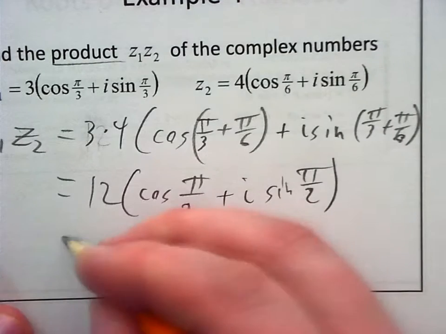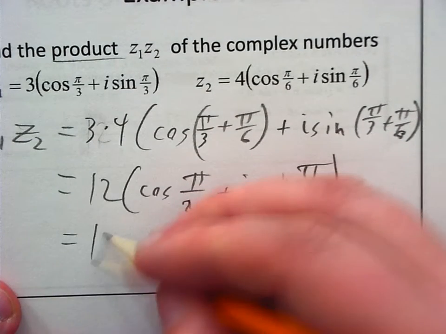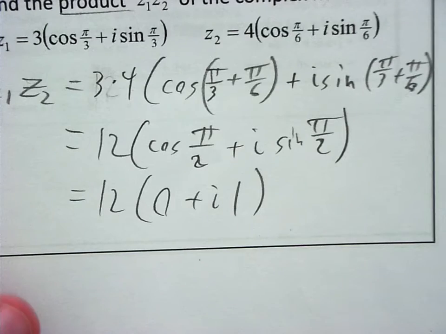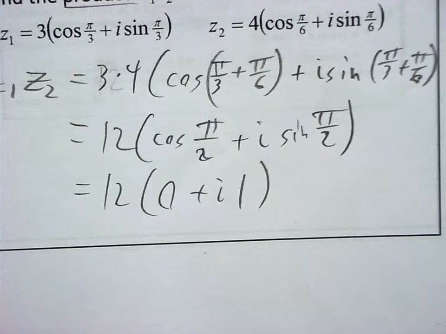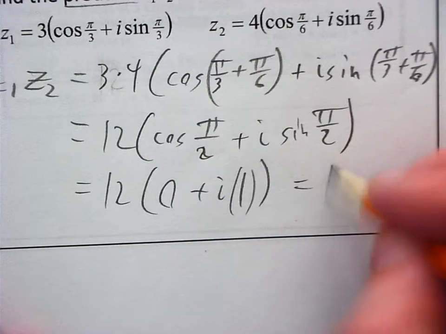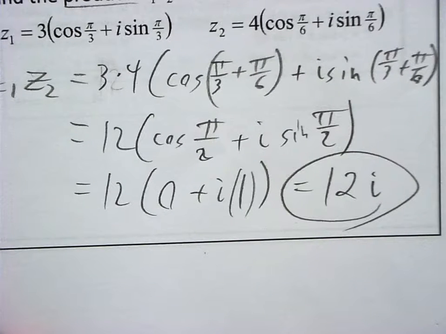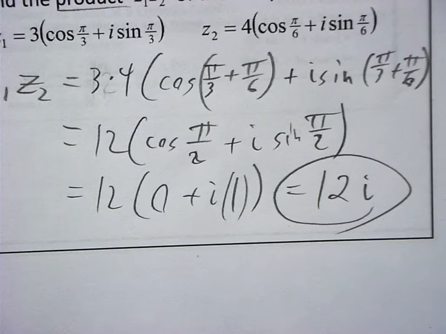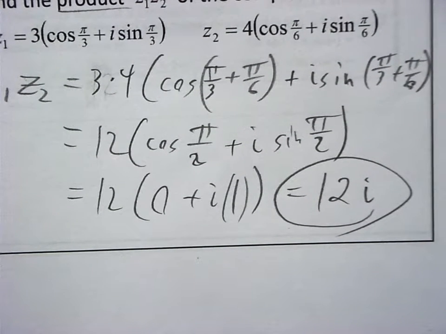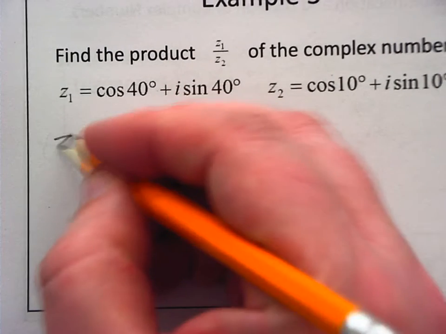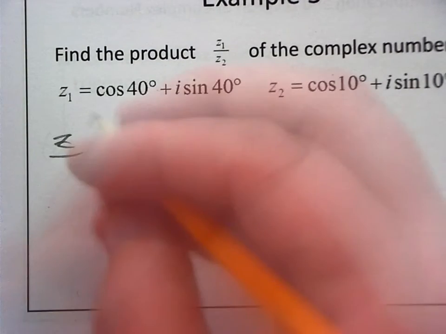So what is cosine of pi over 2? 0. What's sine of pi over 2? 1. So in other words, you have 12 times 0 plus i, which is 12i. So multiplying those two together just gives you 12i. Okay. Questions on that one? Division works the same way, but instead of multiplying and adding, you divide the radii and subtract the angles.